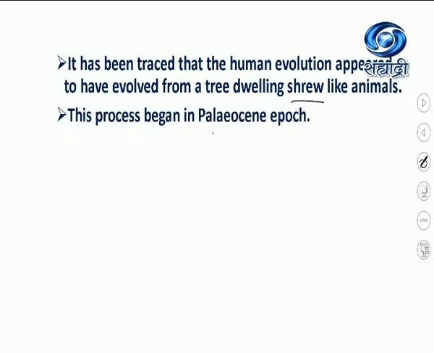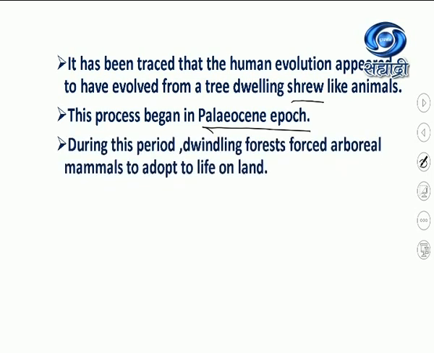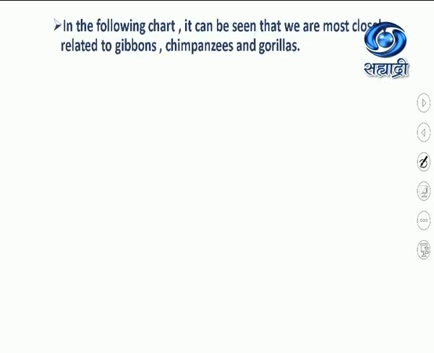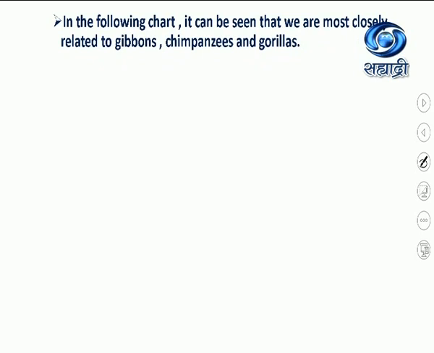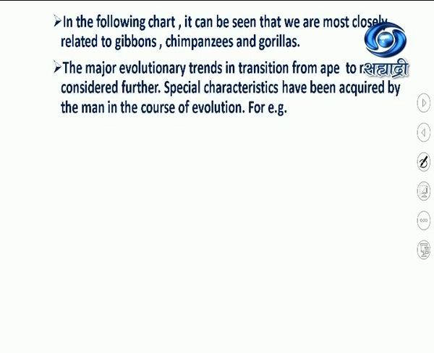The process of human evolution began in the Paleocene Epoch. How to pronounce this? Epoch. Okay. During this period, dwindling forests were either cut down or burned due to forest fires. Forests started becoming less, so the shrew-like animal was forced to leave its arboreal life, and the mammals then started to adopt life on land. They came on land. In the chart, we can see how we are most closely related to gibbons, chimpanzees and gorillas. I'll show you every picture to understand how we are related, how we are different.